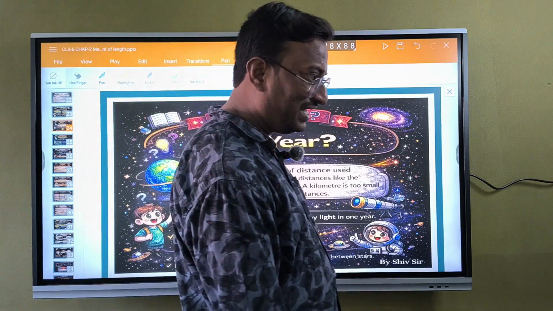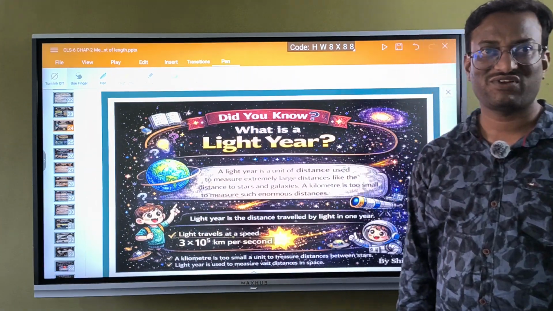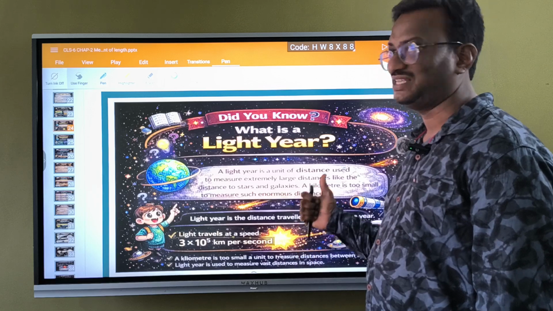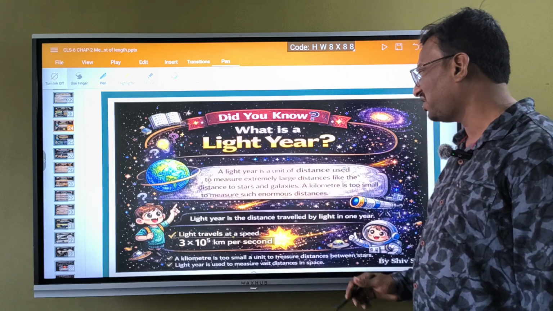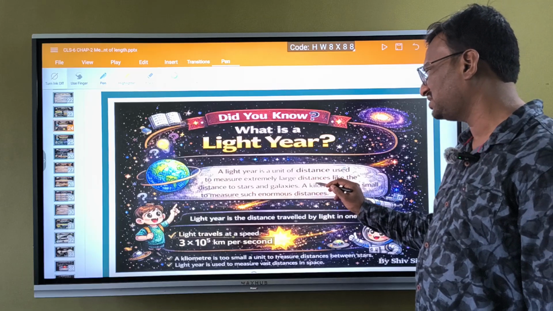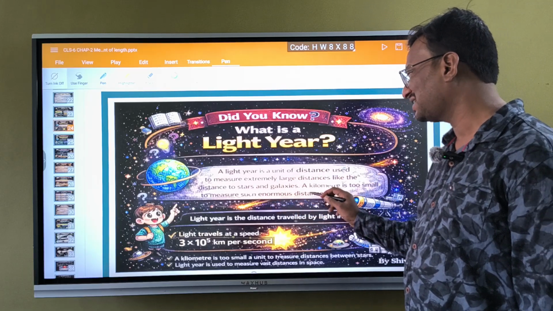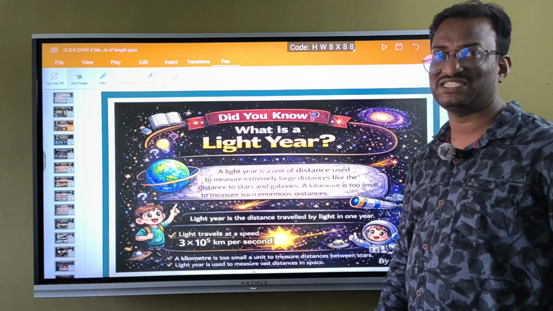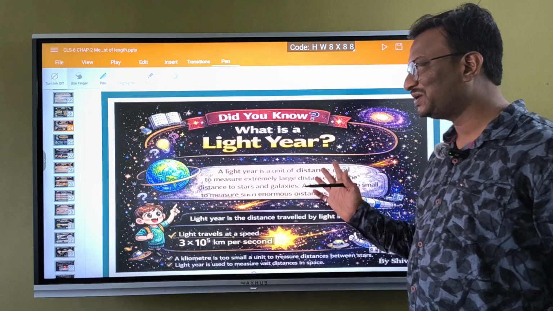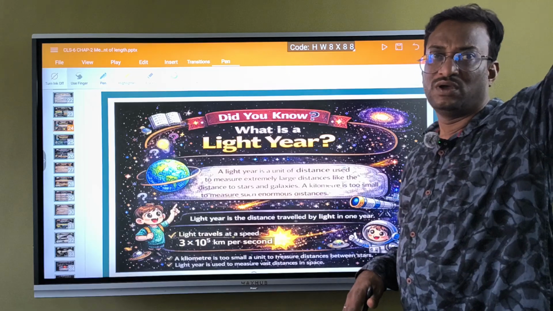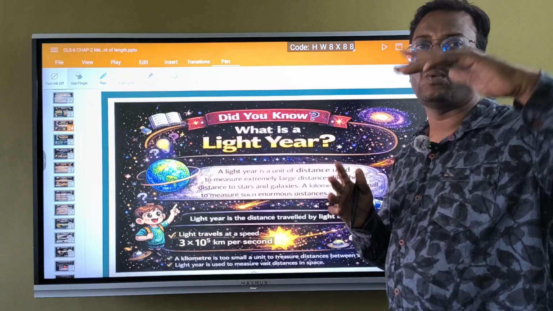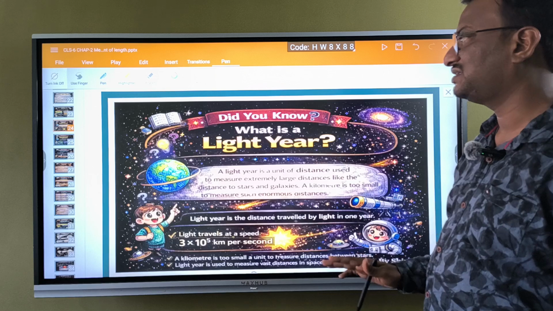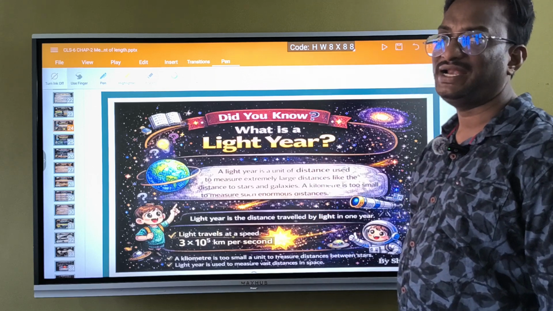Next we go to what is light year. Don't think light year is the unit of light. It is not the unit of light, it is the unit of distance. A light year is the unit of distance used to measure extremely large distances like the distance of stars and galaxies. Kilometer is too small a unit, just as meters or centimeters are too small to measure Bangalore to Hyderabad. Kilometers will be very long numbers if you want to measure from Earth to the sun, or from one galaxy to another, or from the sun to a different star. At that point we use a distance called the light year.